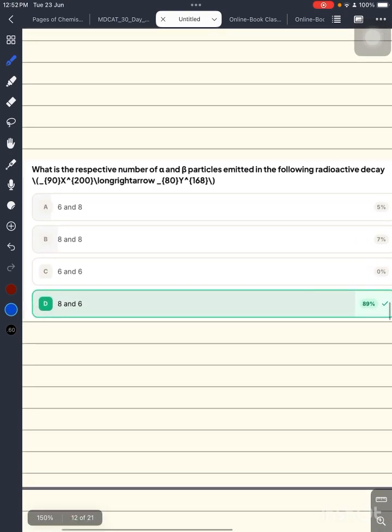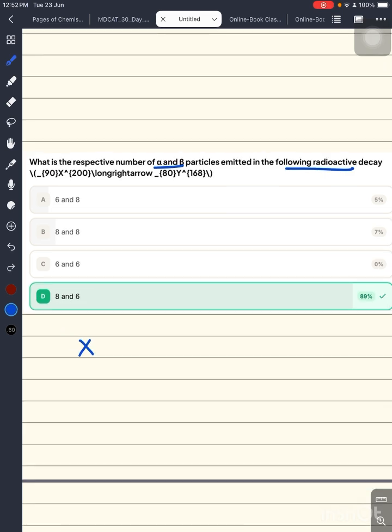Okay, this is one of the good questions. What is the respective number of alpha particles emitted in the radioactive decay? So okay, let's see. 290 decays to 80 and 168. So we know that in a beta particle there is no difference in atomic mass. No difference.